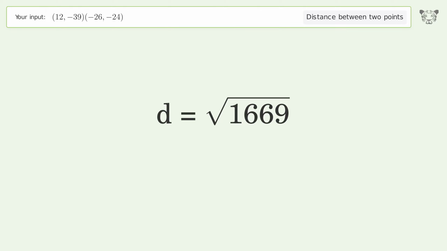And so the distance between the 2 points is the square root of 1669, or 40.853.